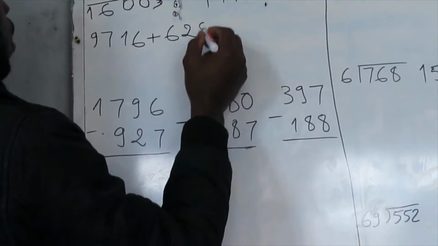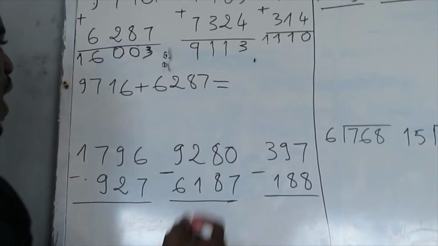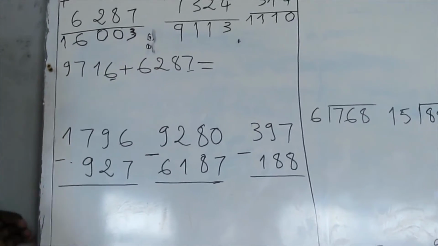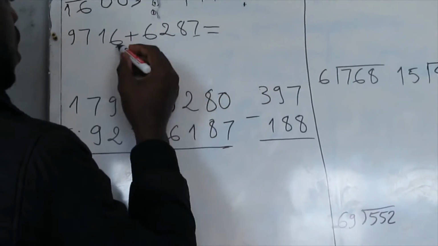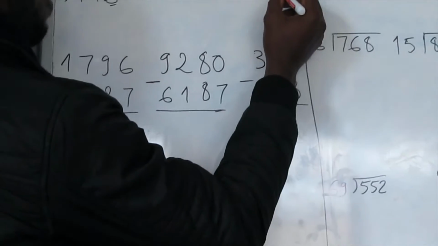6, 2, 8, 7 equal to... I will start from my right, this one here with this one, the last one with this one. I start with 8. 6 plus 7 equal to 13. So in that 13, I will take what?